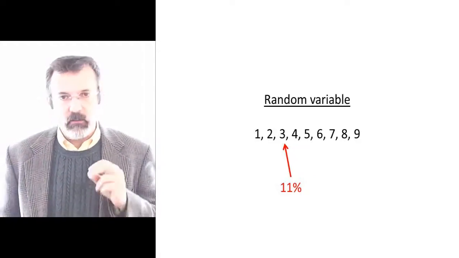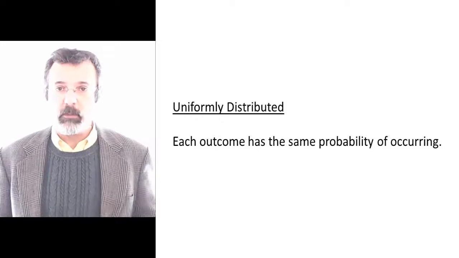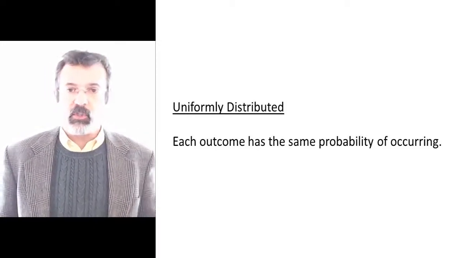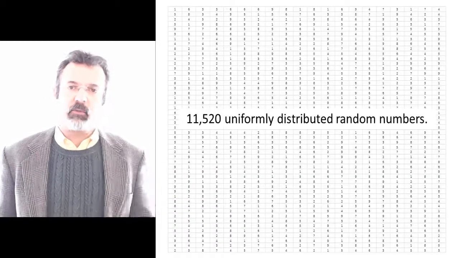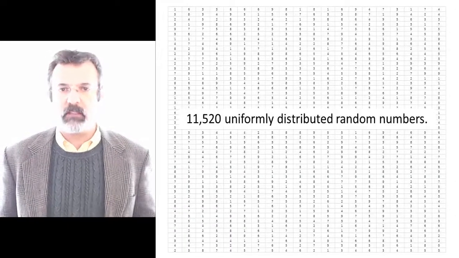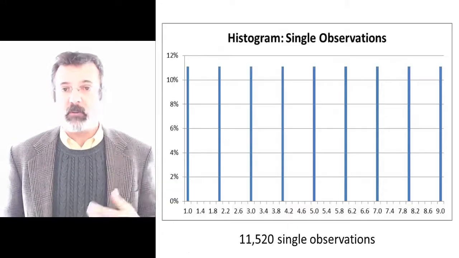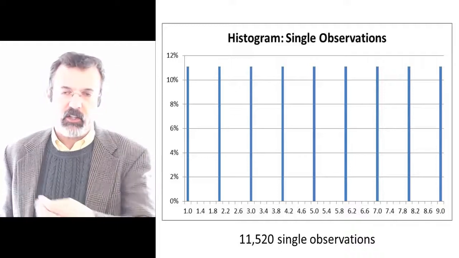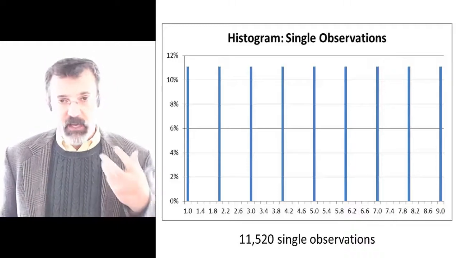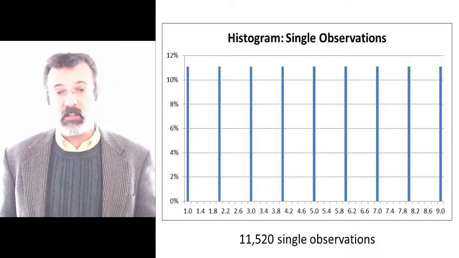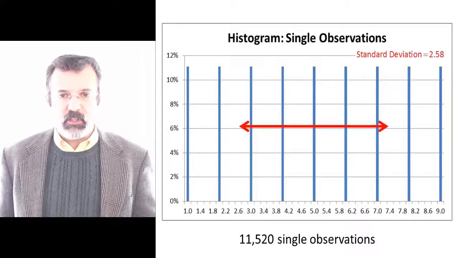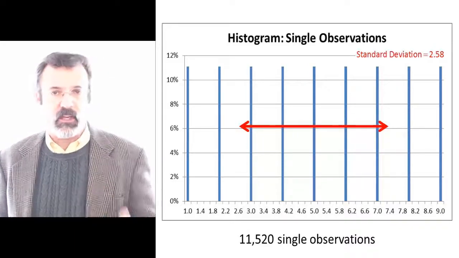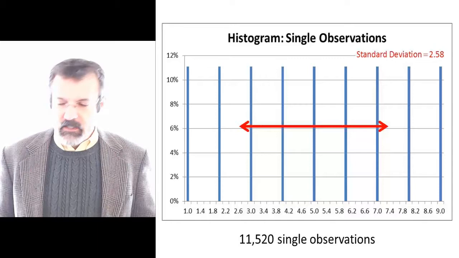We call this random variable uniformly distributed because the probability of it taking on each of these values is the same. So suppose we have 11,520 observations of this random variable. We can construct a histogram of the random variable, and the histogram shows us that the probability of it taking on each value is the same. The average, or the expected value, is the center point, in this case 5. And the standard deviation is the average distance the random variable wanders away from this center point, in this case 2.58.